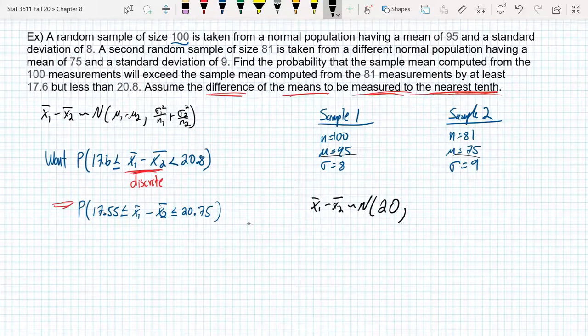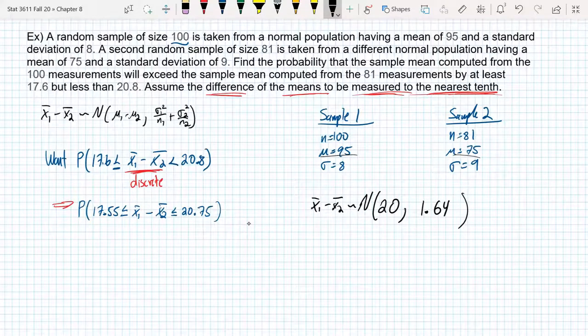What's the variance going to be? Sigma 1 squared is going to be 8 squared, or 64. So we're talking about 64 over 100, plus sigma 2 squared, that would be 81, over the sample size, that is 81. So 64 over 100 plus 1, we can run this through a calculator. I believe that is just 1.64, right? Because 81 over 81 is 1, and 64 divided by 100 is 0.64. So yeah, that's 1.64. And that is our normal distribution.